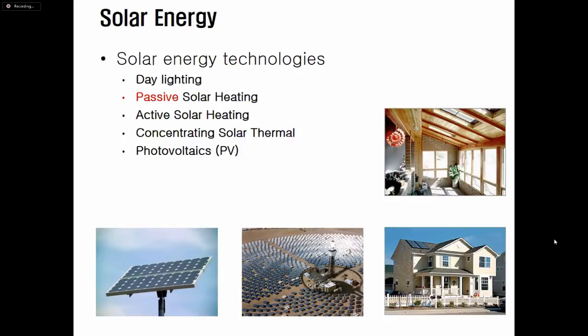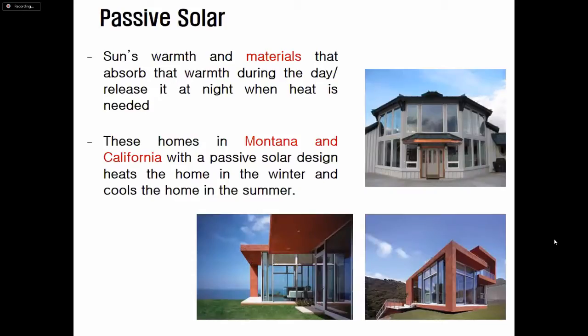The first thing is passive solar energy, like this. At first, light is coming from outside. There is no additional material needed to get the solar energy, but the key design point is locating the house, like in this picture. It does not involve the use of mechanical and electrical devices.